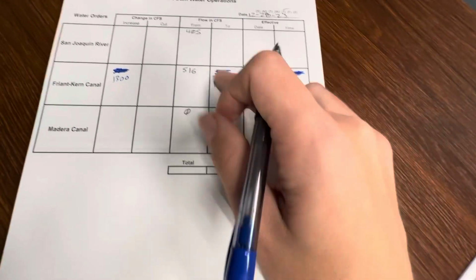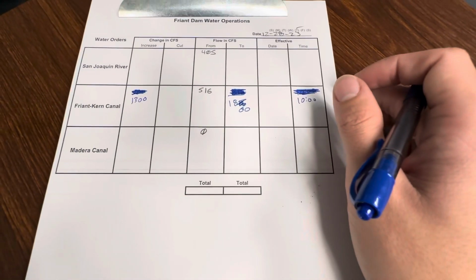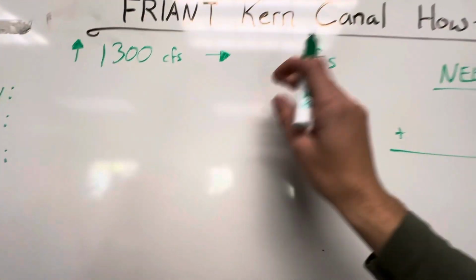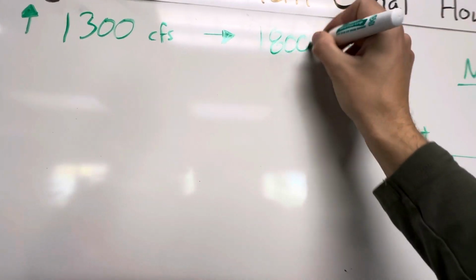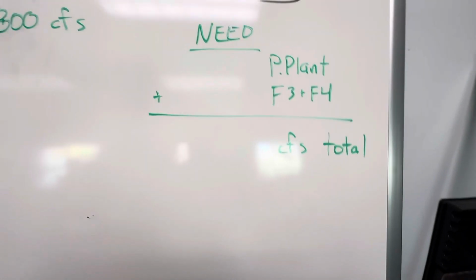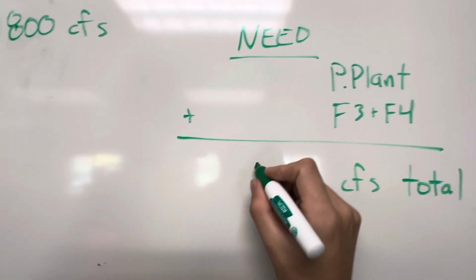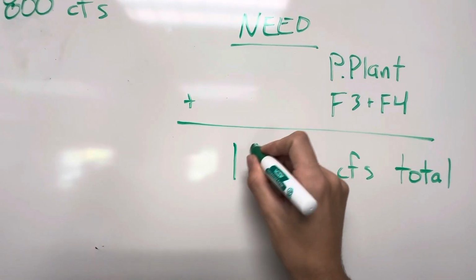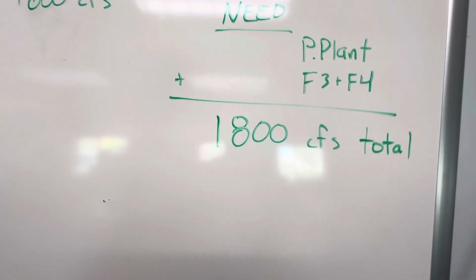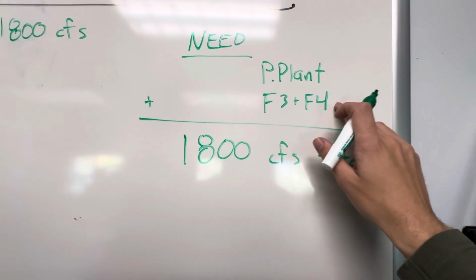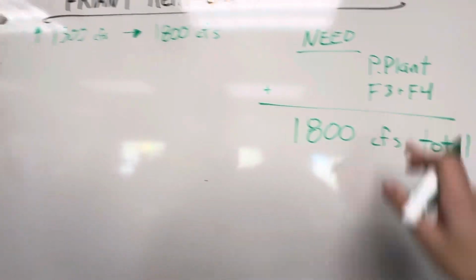As you can see, I've had an example already and I screwed it up. So, attempt number 2. So we're going to increase 1,300 going to, what did I say, 1,800? 1,800 is the total we want then. So what we need is a total CFS of 1,800. And we need to figure out how much of that's the power plant and how much of that needs to go on our big valves.